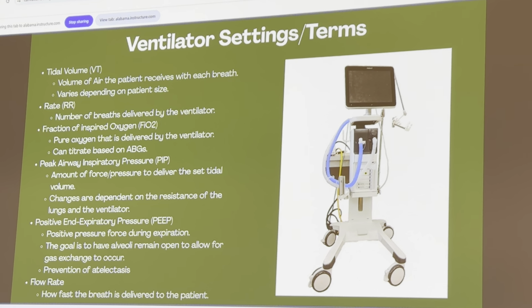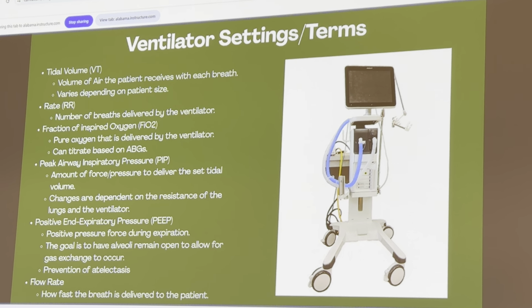All right, your PIP, your peak airway inspiratory pressure. Don't get that confused with your peak right here. A little bit different. Your PIP, peak airway inspiratory pressure. How hard is my ventilator trying to work to overcome that resistance to deliver that breath of air? How much pressure it takes, how much force it takes.